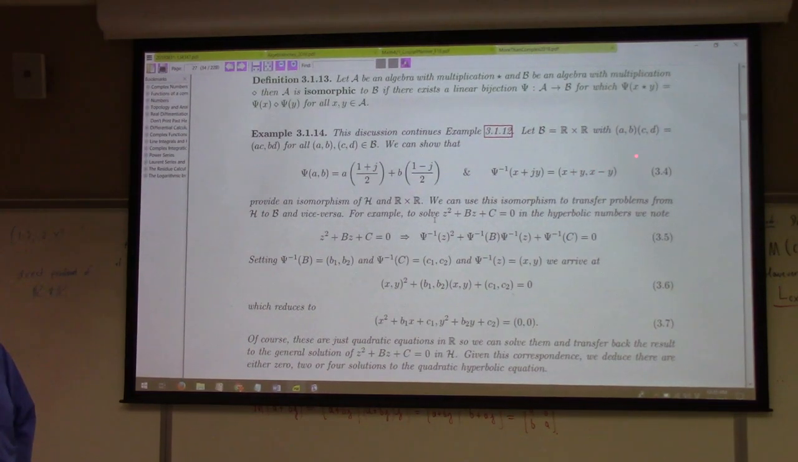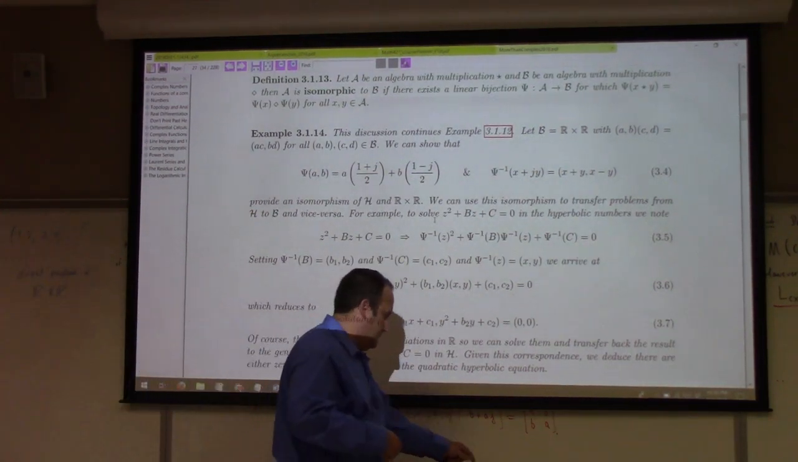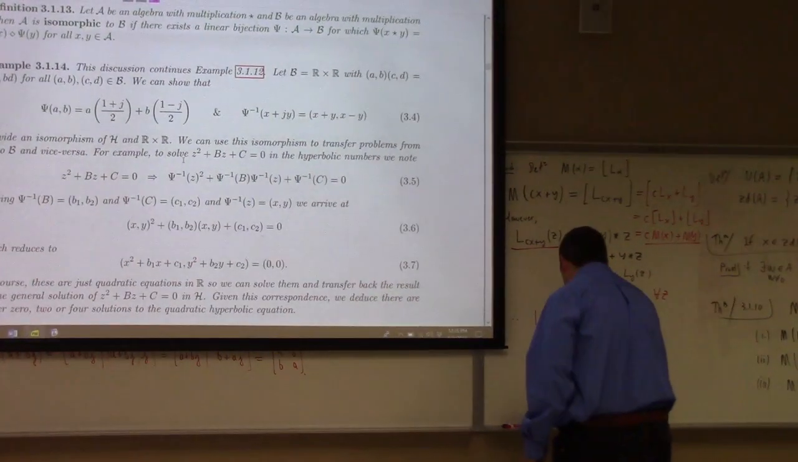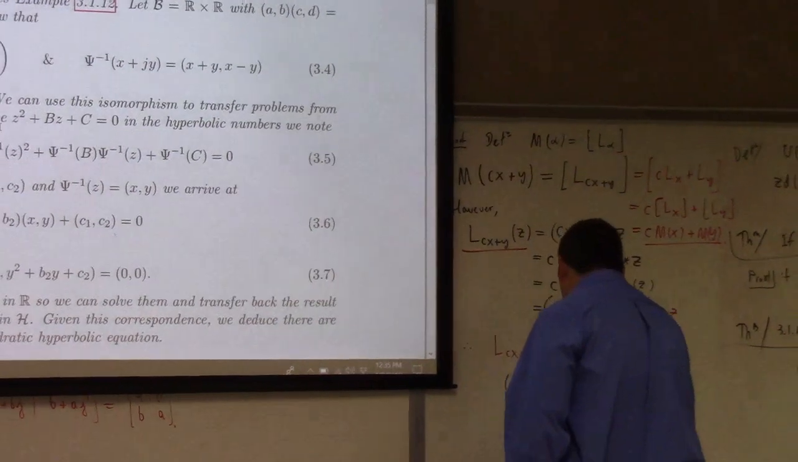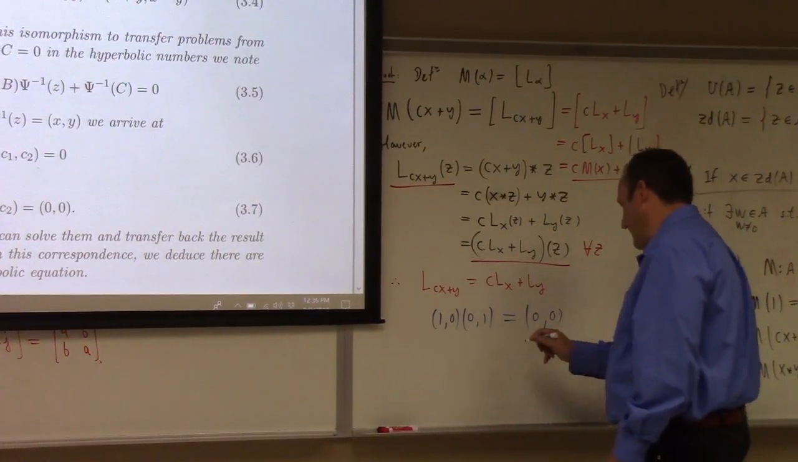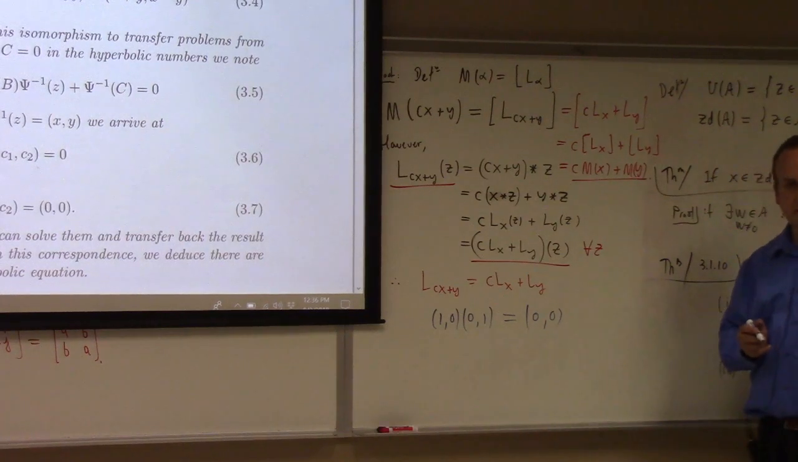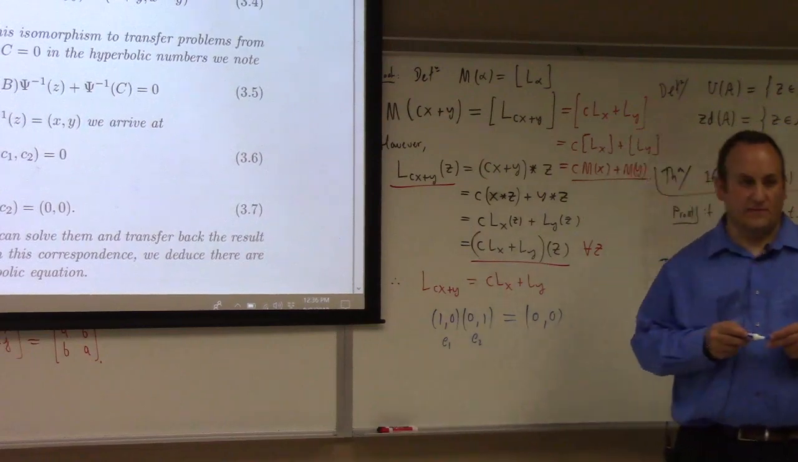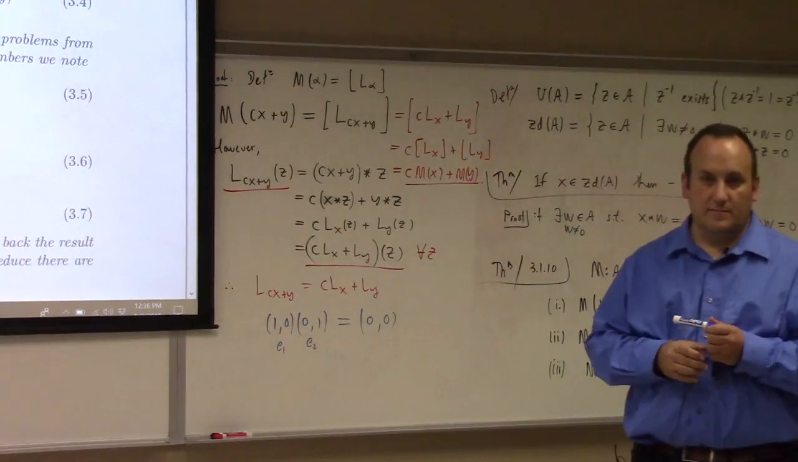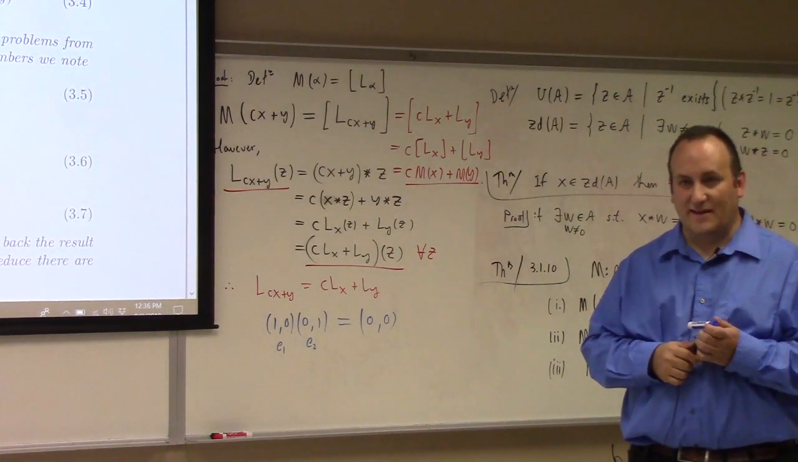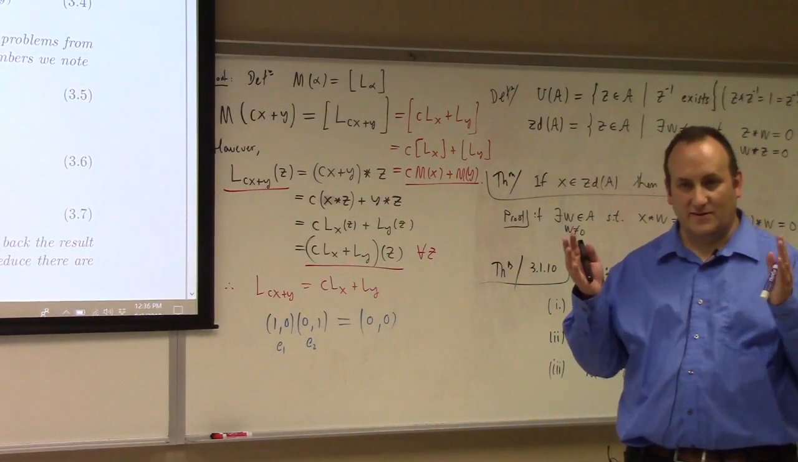In fact, both e1 and e2 are zero divisors in R cross R. Why? In R cross R, check this out. If I have (1, 0) times (0, 1), what do I get? I get (0, 0), right? So e1 and e2 are themselves zero divisors in the direct product algebra. They're not weird things in the direct product algebra. They're just kind of sitting there looking at you, right?